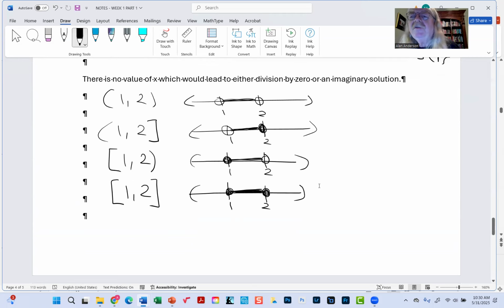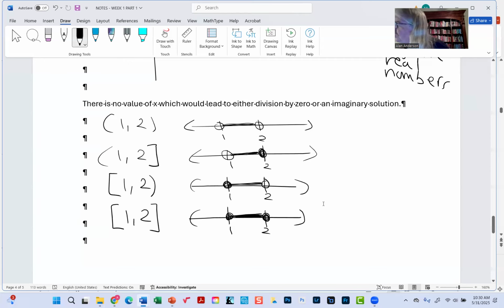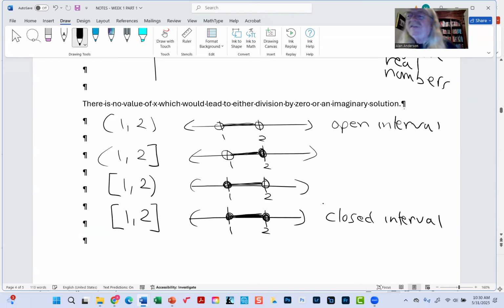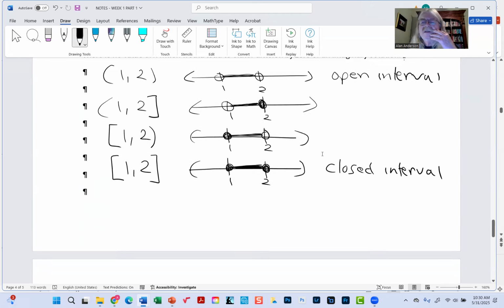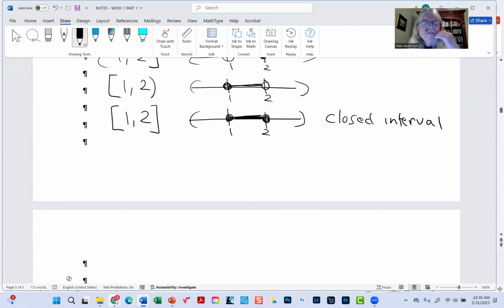And there's formal names to these in math. This is considered to be an open interval. This is a closed interval. And then these two, there are different names for these. They're sometimes called semi-open, quasi-open, half open, things like that.